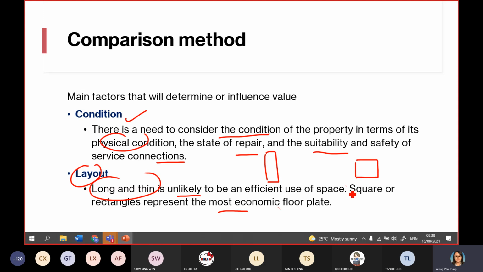Okay, because this is the most efficient layout for any type of building. So the best is open space. Don't need to have too many corners. If the building has too many corners, that will actually affect the value, because when you have too many corners, it's very difficult to place your furniture. So that's why you can see most of the layouts are square, because too many corners definitely will affect the design itself. So that's why layout will affect the property value.